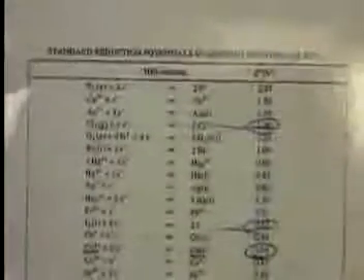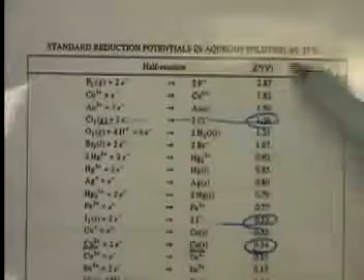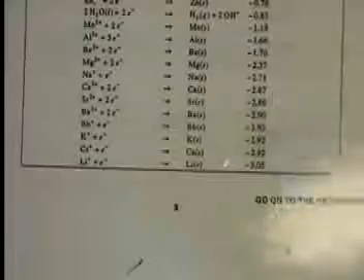And to find out which one is most easily oxidized, we can look at the table of standard reduction potentials. And remember from our table of standard reduction potentials, things up here are easily reduced, things down here are easily oxidized. So let's find out where these two are on the table of standard reduction potentials, mercury and lead.